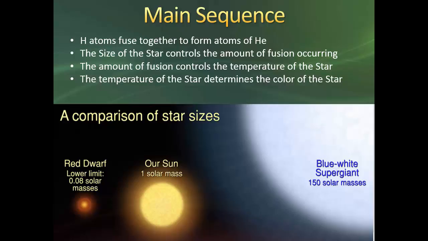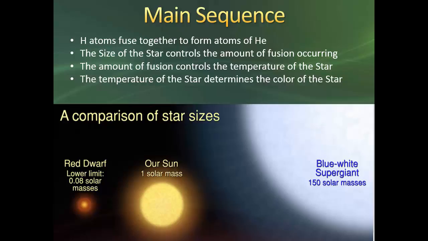The size of the star, or the amount of matter in the star, controls how much fusion is occurring. So a red dwarf does not have as much matter, so therefore it does not have as much gravitational pull. Because there is less gravitational pull, there is not as much fusion occurring. In our star, our sun, there is more fusion occurring than in a red dwarf. It is still not as much as in a blue-white supergiant. Because the blue-white supergiant is so massive, so large, that it has a lot more gravitational pull, therefore a lot more fusion occurring.